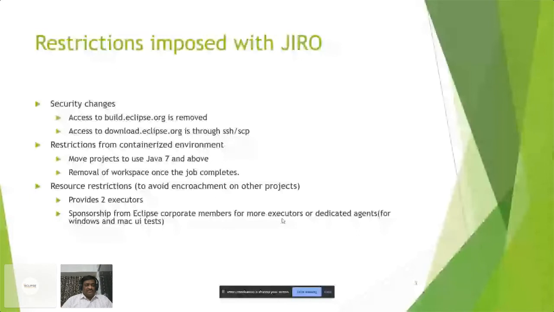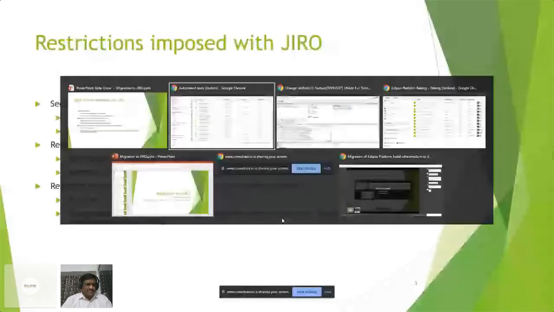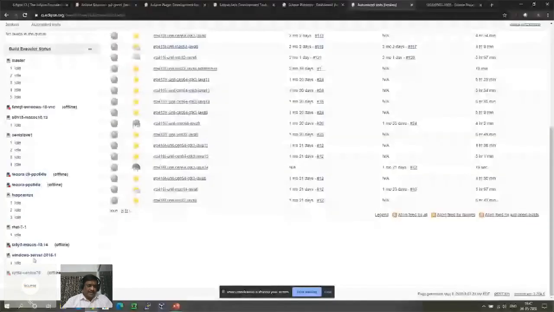You can still increase these executors, but you need sponsorship from Eclipse members to get more executors or dedicated agents. Dedicated agents are the ones like, if you see this in this case for Windows and Mac, we don't get a Docker image. So for these, we still need to connect physical machines. If the foundation provides a machine for these ones, those are called dedicated agents.